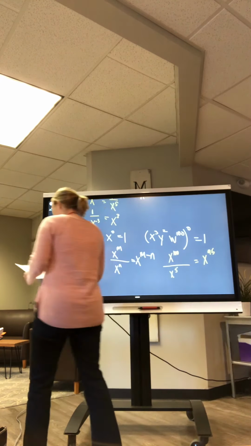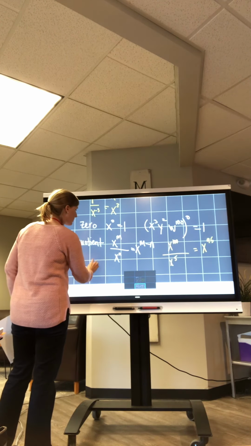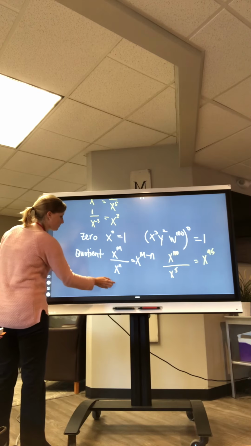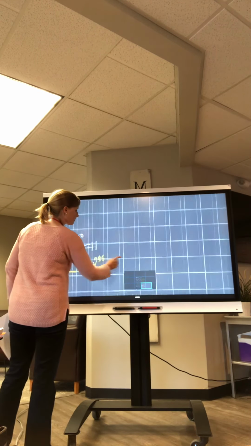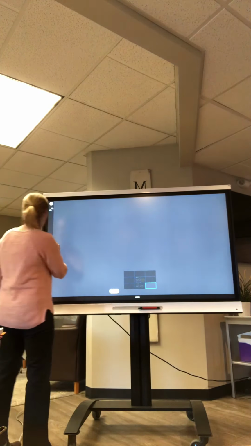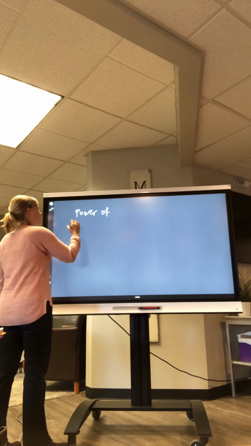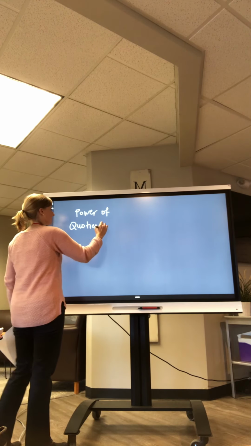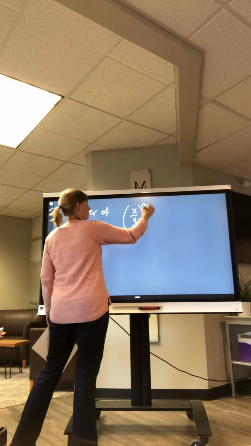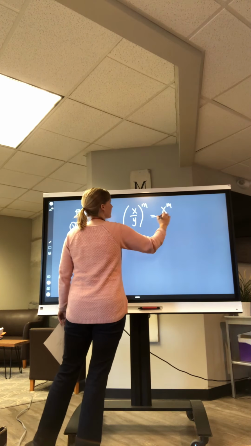The last one is the power of a quotient rule. Hold on, let me find a space to write. If you had something like x over y, to the m, then they would both get the m.